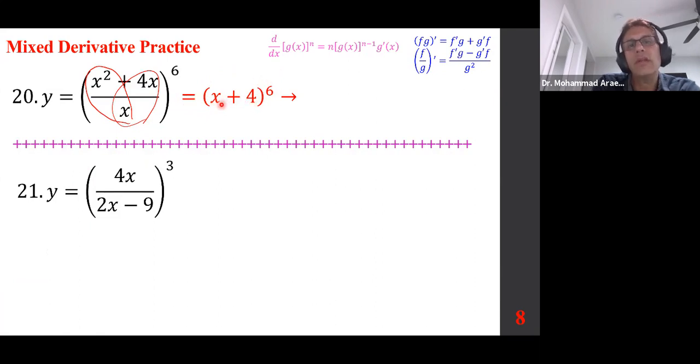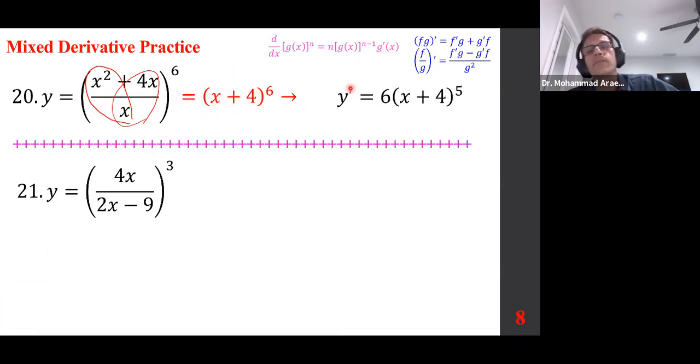Now the derivative of the inside happened to be 1. So g prime, so n, 6. G of x is x plus 4 to the power of n minus 1, that means 5. G prime happened to be 1, so times 1, you don't have to write it. So it's really times 1. It's a good practice to remember it's there. And you can always write it and then rewrite the answer because you don't want to take a chance. If it were anything other than that, let's say it was 2x plus 4, then you would need times 2, okay, class?